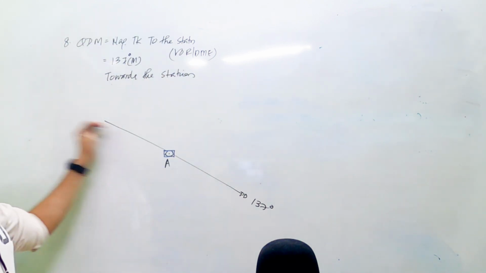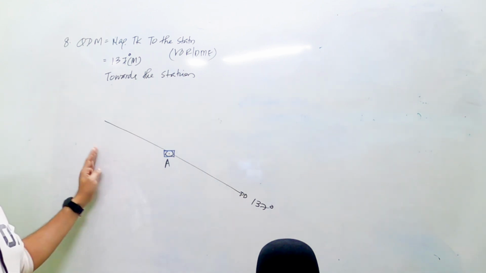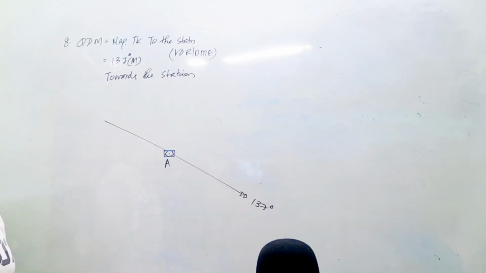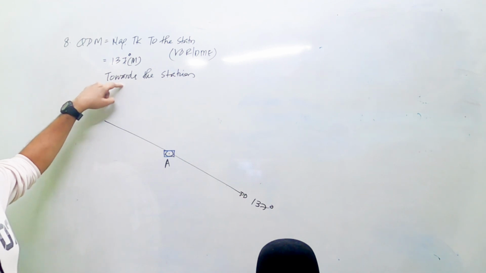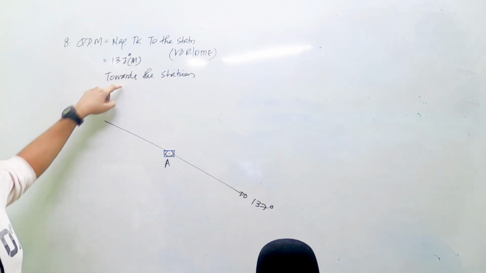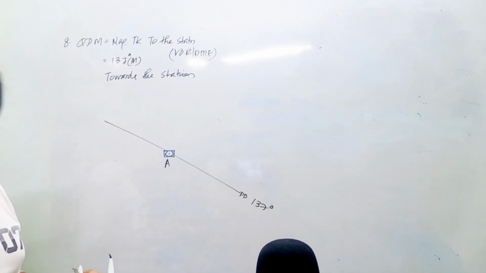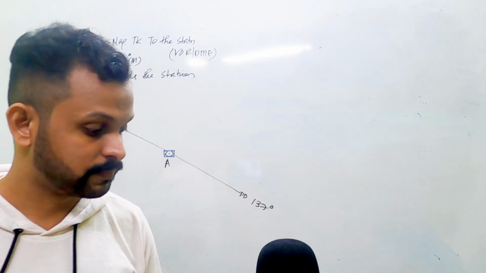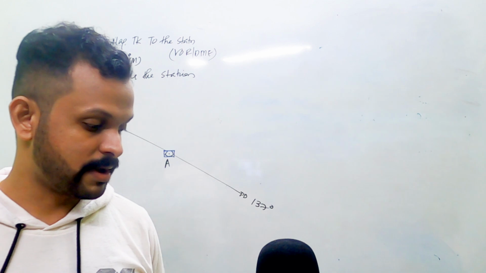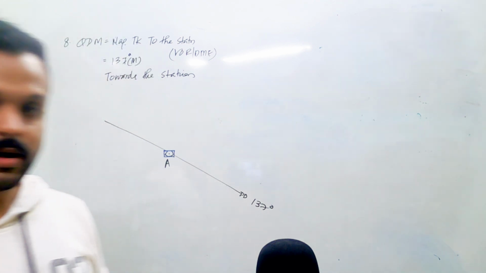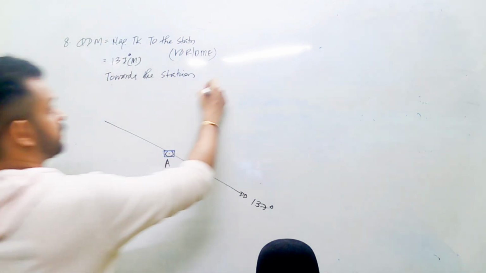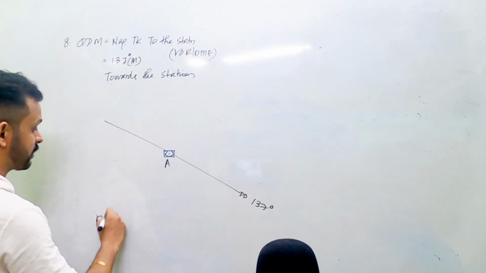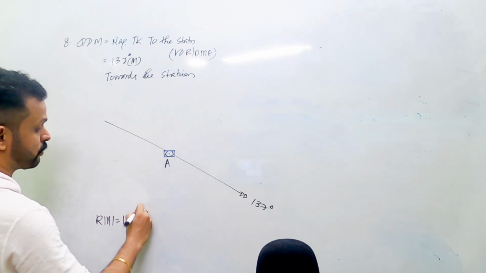Now, where will I place the aircraft? On a QDM of 137, should I place the aircraft to the left or right of the station, since the aircraft is coming towards the station on this particular QDM? To understand where the aircraft is, I have to look at the RMI reading. The radio magnetic indicator is showing 141 degrees magnetic.